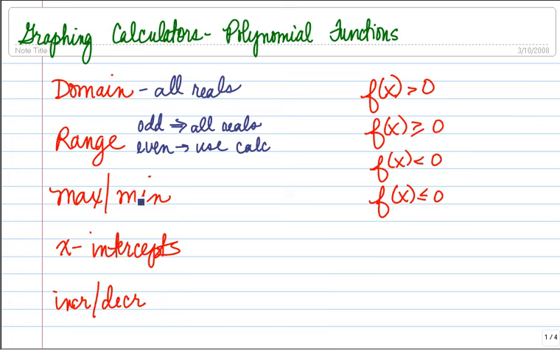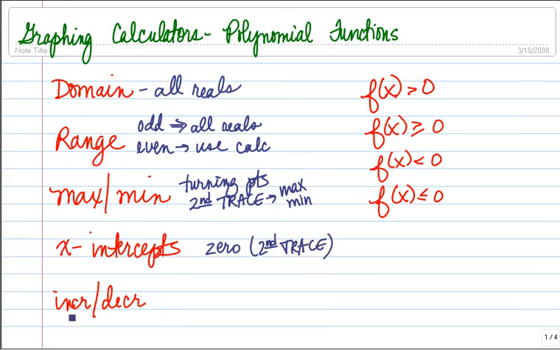The maximum or minimum are the turning points, if you will. And to find those, we're going to use the trace feature. So if we press second and trace and choose either maximum or minimum. The x-intercepts, we will need to use the 0 function. That's accessed by second trace.